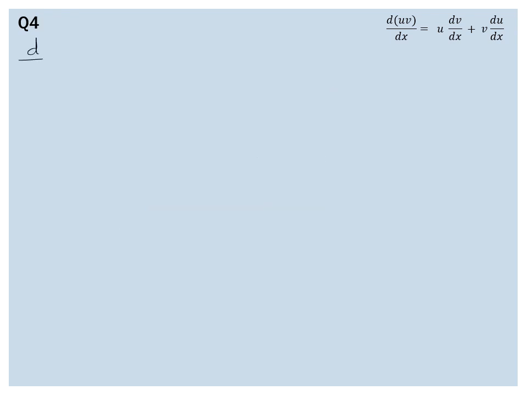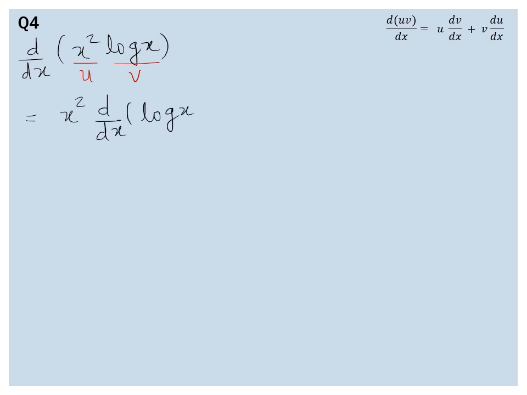Let's now find derivative of x square into log x. So algebraic into logarithmic. Define u as x square, v as log x. Applying the formula for product rule, u into derivative of v plus v into derivative of u, that is x square.